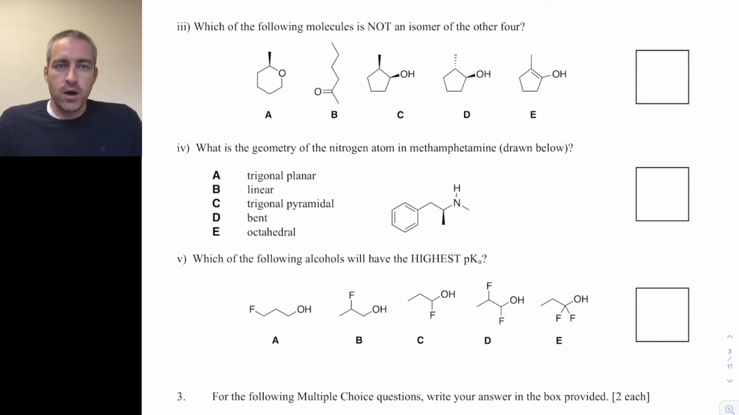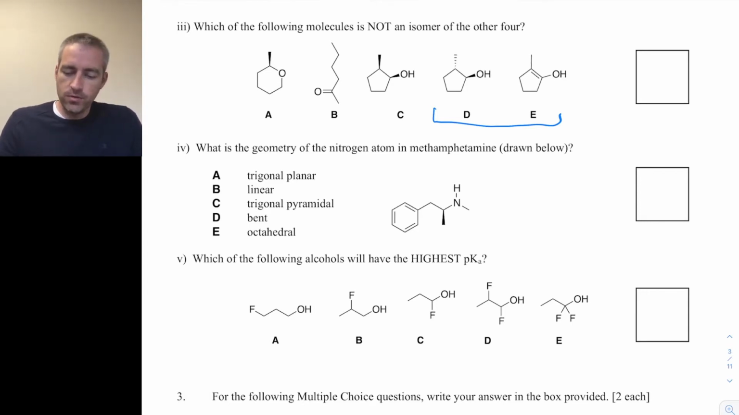Which of the following molecules is not an isomer of the other 4? So what we would want to do is look at the molecular formula for each of these. You may be able to tell right away that D and E definitely are not going to be isomers of each other because one has a double bond. They're similar in structure, except one has a double bond and one doesn't. So that's going to create a difference of 2 hydrogens.